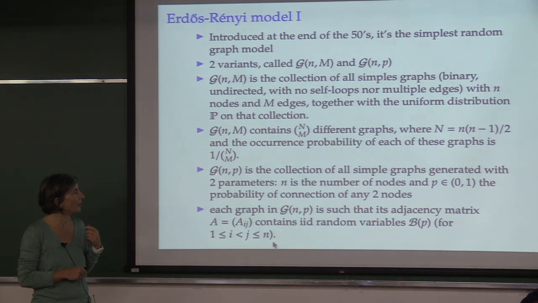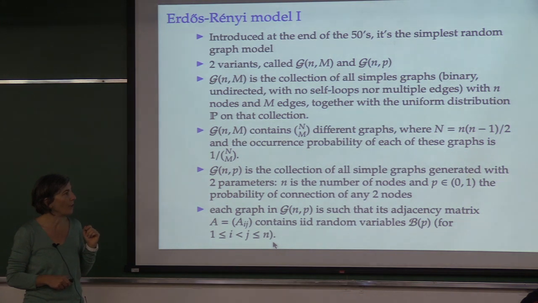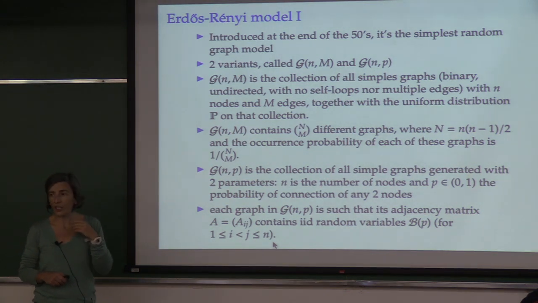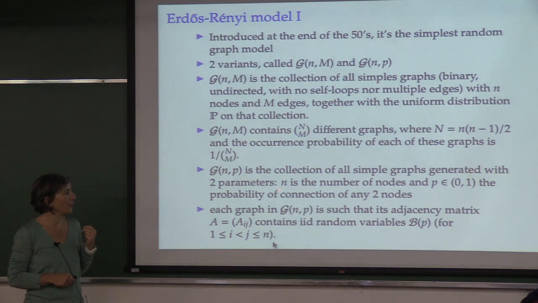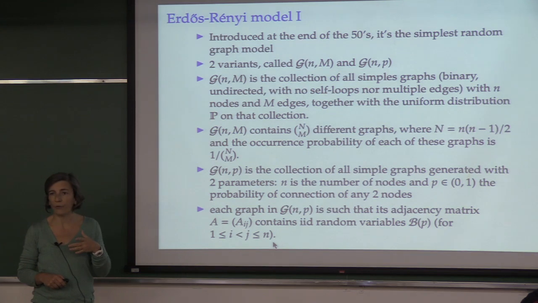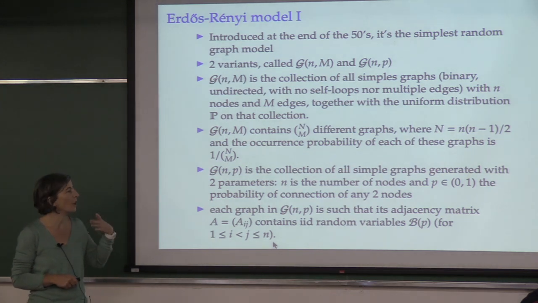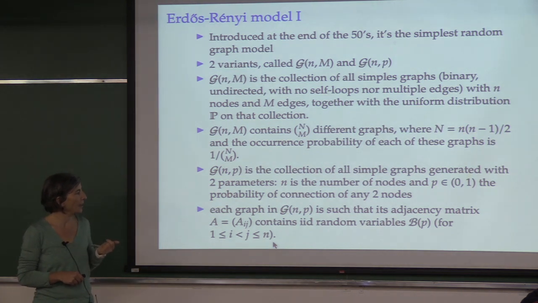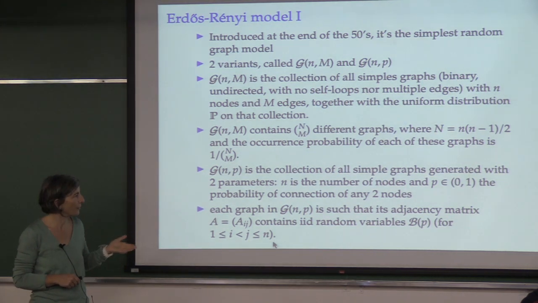And in the second variant, called GNP, you consider the collection of all simple graphs which are generated by two parameters. So n is the number of nodes again, but now p is a parameter between 0 and 1, and that's the probability of connection of any two nodes. So if you take two nodes at random, you have a probability p to connect them. And in this case, of course, the total number of edges will be random. It will not be fixed.